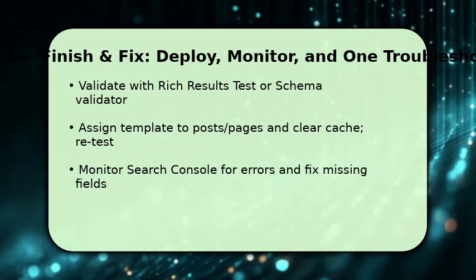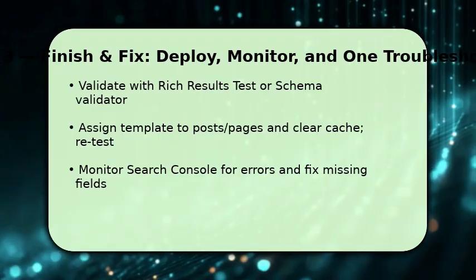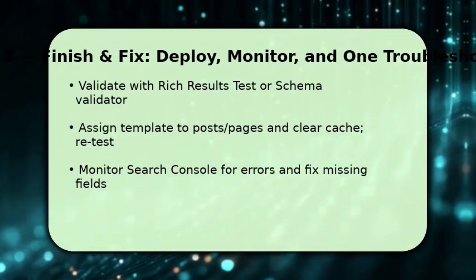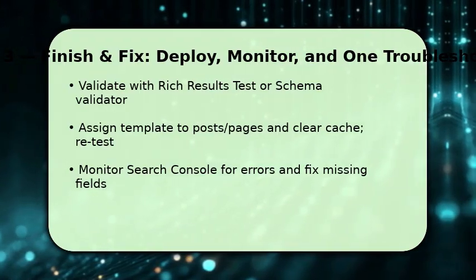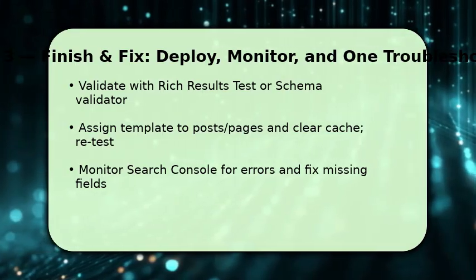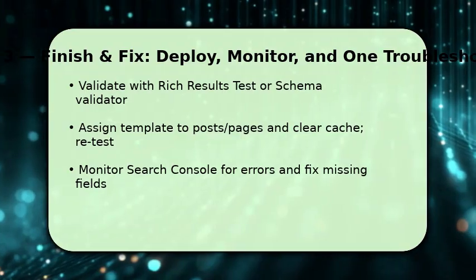Finally, validate and publish. You run Google's Rich Results test or the Schema validator, then assign templates to live pages and clear any cache so changes appear. Once published, monitor Search Console for warnings or errors and correct missing required properties like author or price.